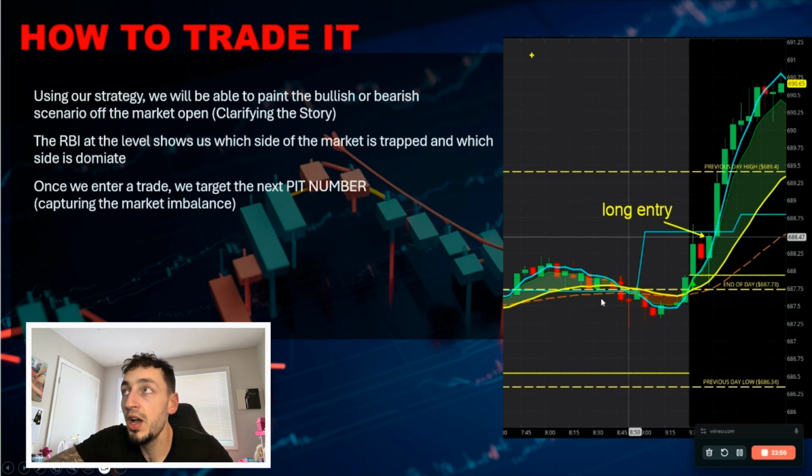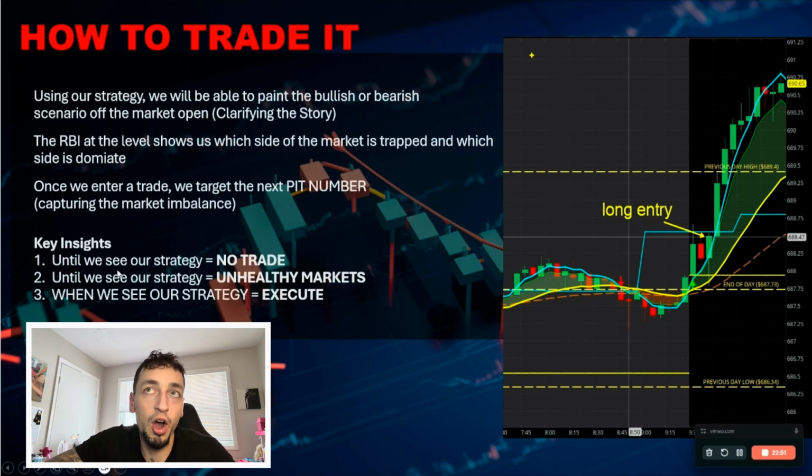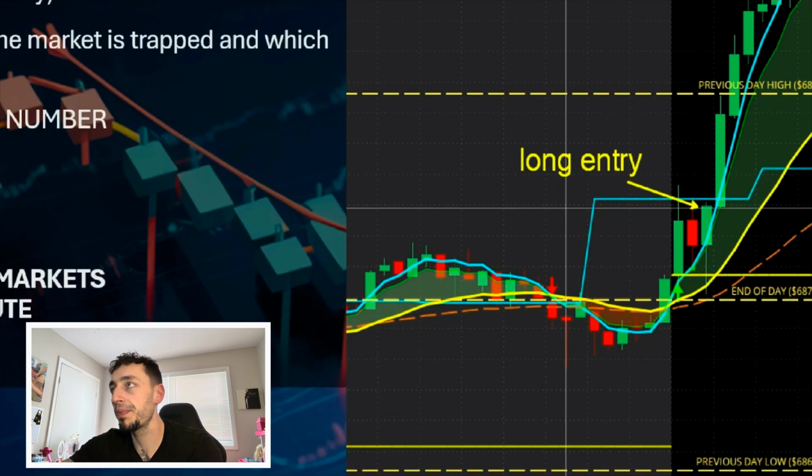Once we're in the trade, we target the next pit number, capturing the market imbalance. Key insights: until I see my strategy, there is no trade. Until I see my strategy, the market is unhealthy, it is choppy, I want nothing to do with it. And when I see it, I pull the trigger. There's no if, then, but, what. I get the moving average cross at the key level followed by the RBI. I'm getting in the trade and I'm putting my stop loss directly below the previous candle.